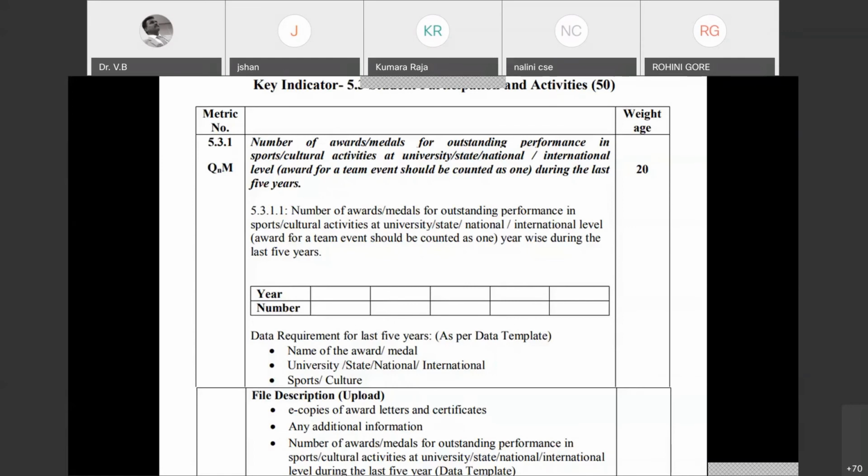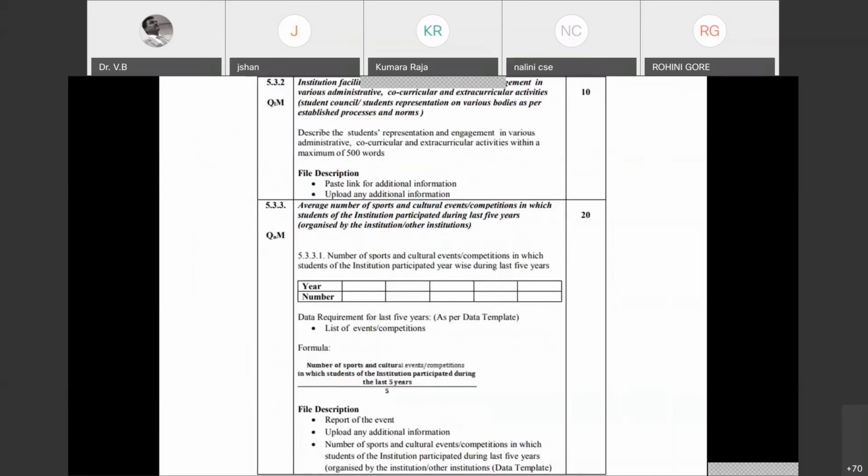Otherwise, if the number that you enter here and the number of certificates that are scanned and uploaded on your website are not tallying, then the DVV will reduce the number based on the number of scanned copies of certificates. Same way, national and international means whether it is really a recognized national event or an international event. Only that should be included. So when you are entering the data, please be sure whether it comes under university level or state level or national level. And institutional facilities, it is qualitative. And once again, here, if you are putting any photographs, put geotag photographs.